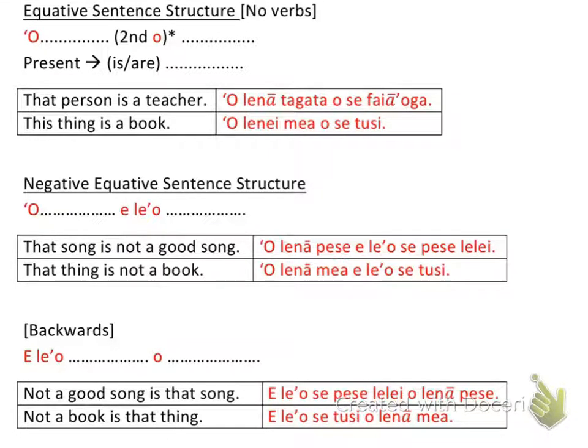Okay? So a leo se tusi is not a book. And then we're saying is that thing, olanamea. Okay? So hopefully you were able to make sense of these two different sentence structures. There's the equative sentence structure and the negative equative sentence structure. And basically the difference between the two is one is equaling one thing to another and one is not equaling one thing to another. Okay? So hopefully those examples have helped.